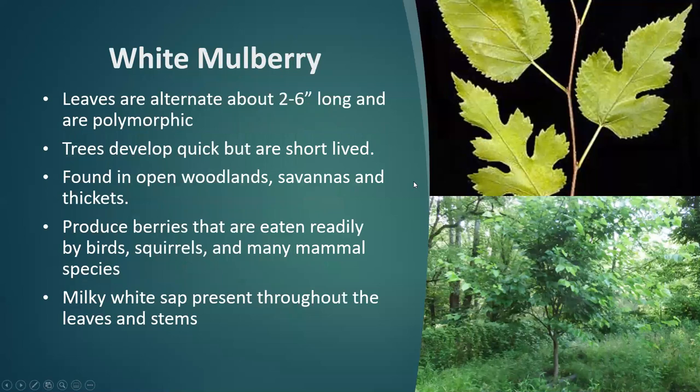Next up is the white mulberry. These leaves are alternate and about 2 to 6 inches long and are polymorphic, which means they're all usually different shapes. If you look at the top picture, this is all a stem from a white mulberry. And as you can see, the leaves are all different. It's kind of crazy how that happens, but that's a super easy indication of white mulberry. It's found in open land, savannas, and thickets. Produces berries that are eaten readily by birds, squirrels, and many mammals.